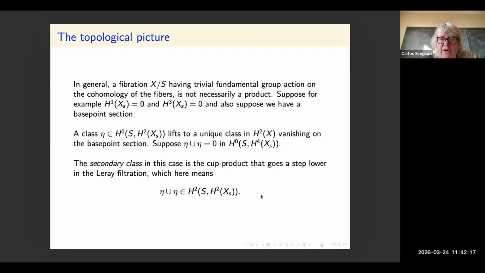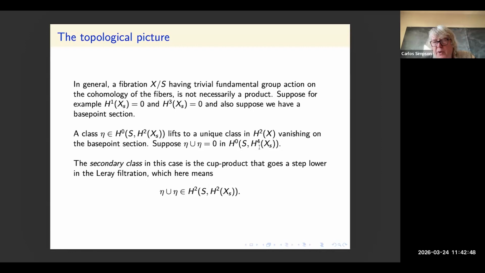However, in general, a fibration is not necessarily going to be a product, and we'll be able to detect this by looking at the cup product. In fact, suppose H1 equals 0 and H3 equals 0, for example. And suppose we have a base point section, then a class in H0 of the base with coefficients in H2 of the fibers lifts to a unique class in H2 of the total space, which vanishes on the base point section. And let's suppose that eta cup eta equals 0 in H0 with coefficients in H4 of the fiber.